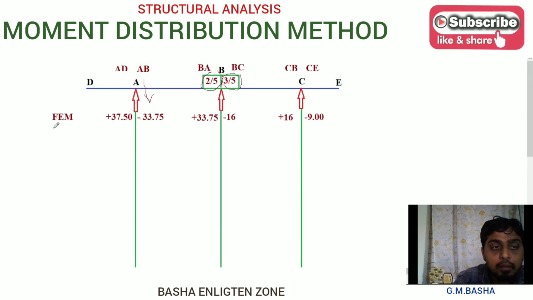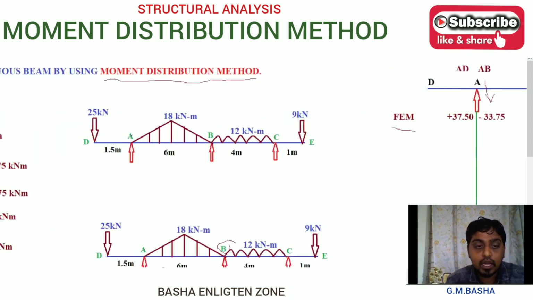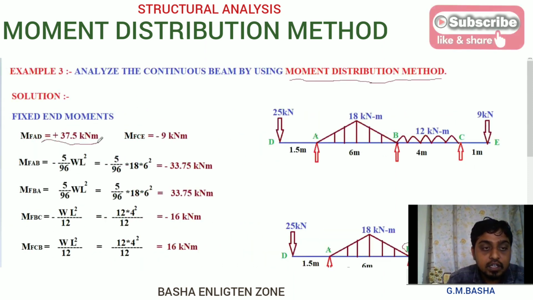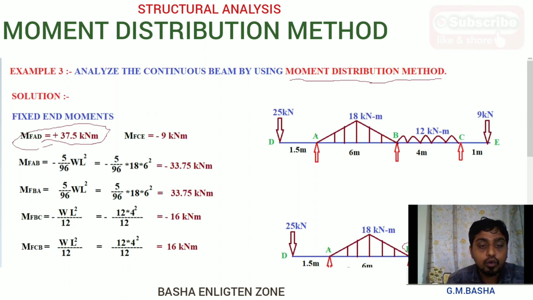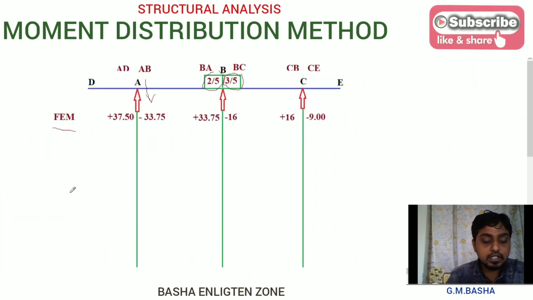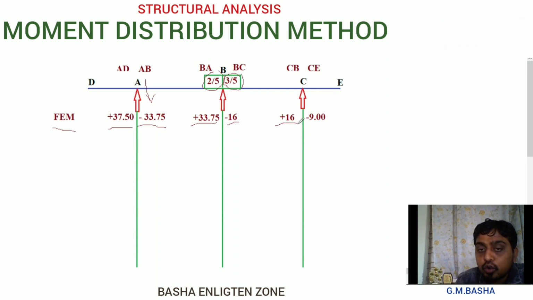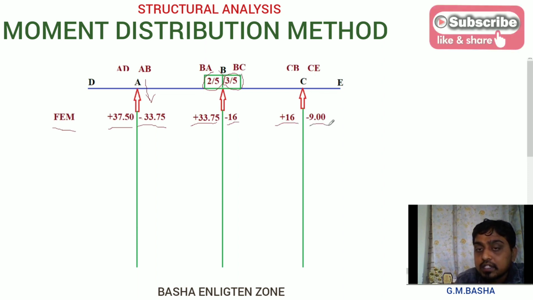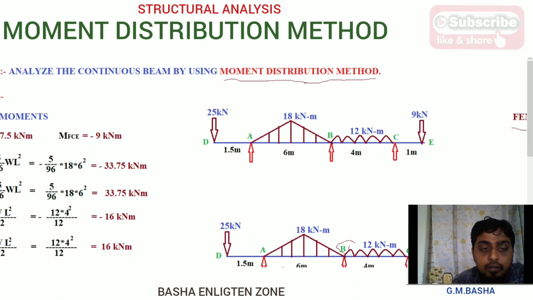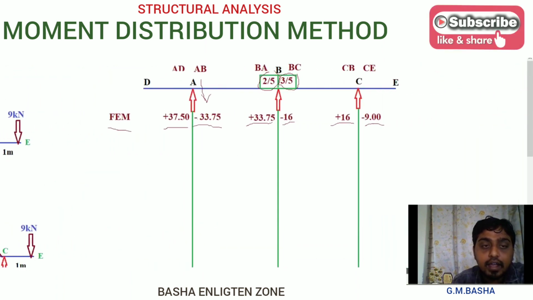Then I am talking about the fixed moments. So mention the fixed moments here. The fixed moments you calculated in the first step: fixed moment AD will be plus 37.5 kilonewton meter. For AB it will be minus 33.75, and for BA it will be plus 33.75 kilonewton meter. Similarly, the fixed moment will be minus 16 kilonewton meter for BC, plus 16 kilonewton meter for CB, and minus 9 kilonewton meter for CE. You see here the fixed moments, mentioned as in the diagram.